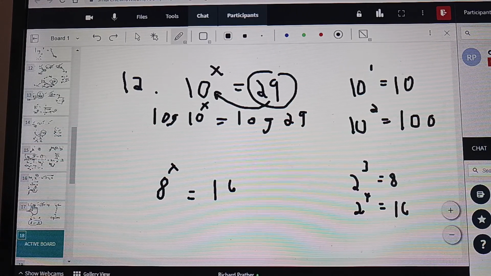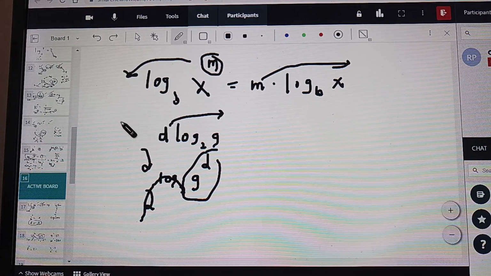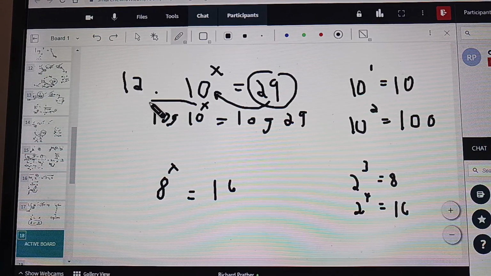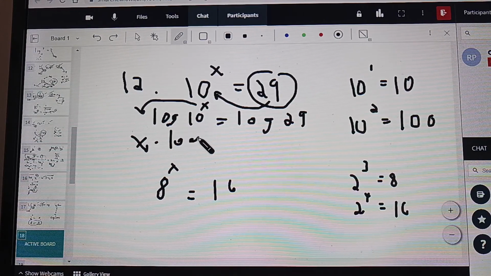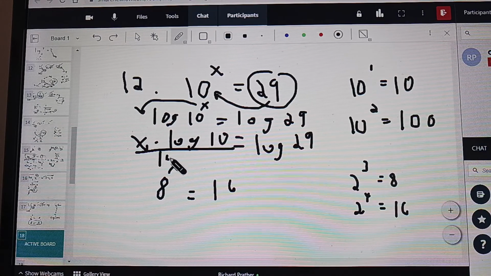Because then I can go back to that property of logs where the exponent can move up or down as needed. I've got it up here. I want to move it down in front now. So that x can come down in front and be x times log of 10 equals log of 29. And then you can divide both sides by log of 10.